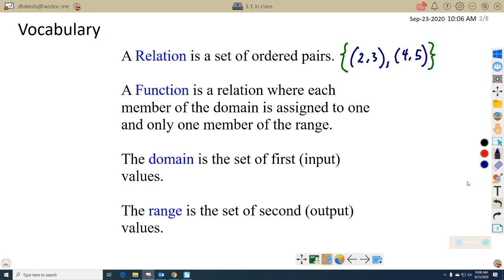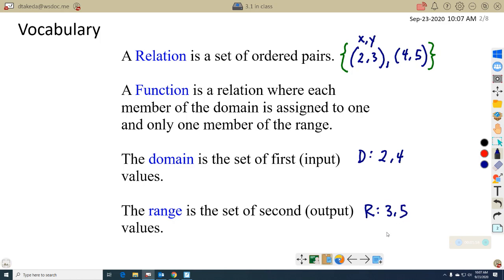A function is a relation where each member of the domain is assigned to one and only one member of the range. Okay, write that down. We'll talk about that in more detail moving forward. The domain is the set of first input values. So in this case, the domain would equal 2 and 4, because those are my input values. The first values, we'll call them the x values, right? These are x and y. So 2 and 4. The range then would be what? The 3 and the 5.